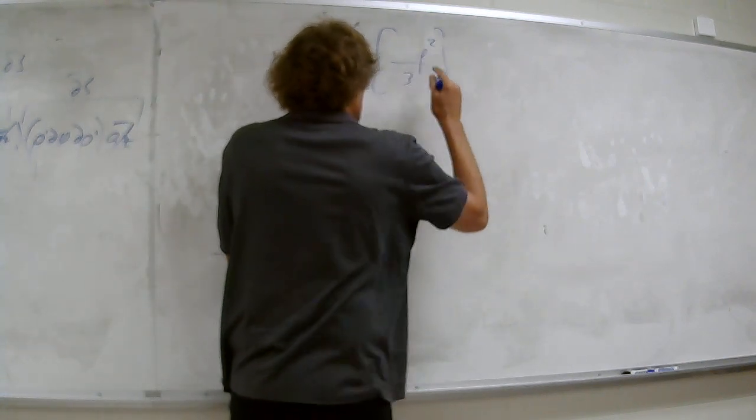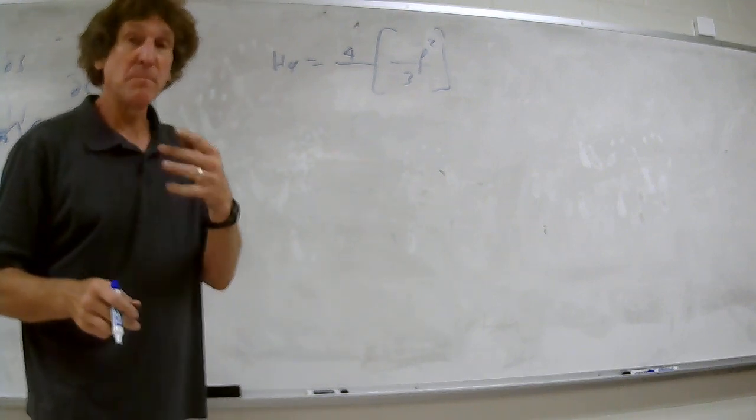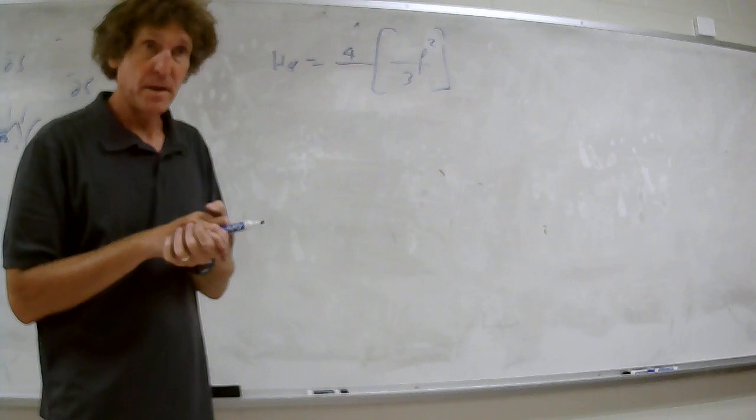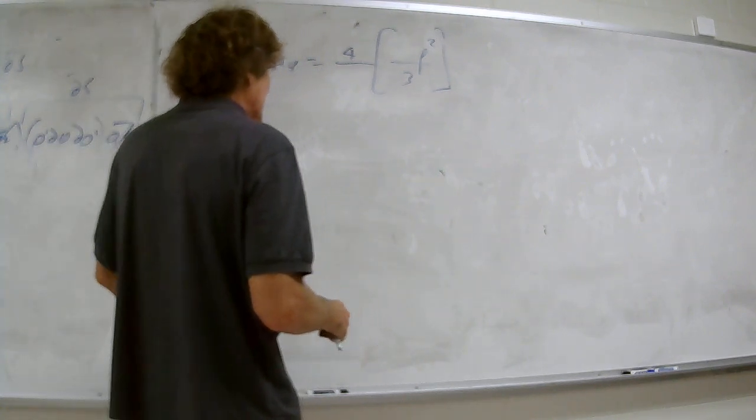So now I have my H. To get B, I multiply it by mu. Do you agree with this? We can do it a couple different ways. I think I'm going to do it this way to be clear to everybody.